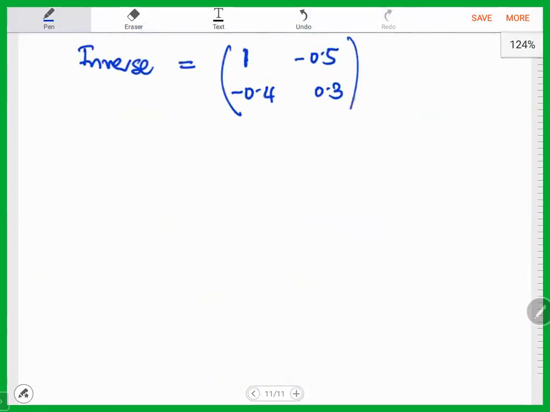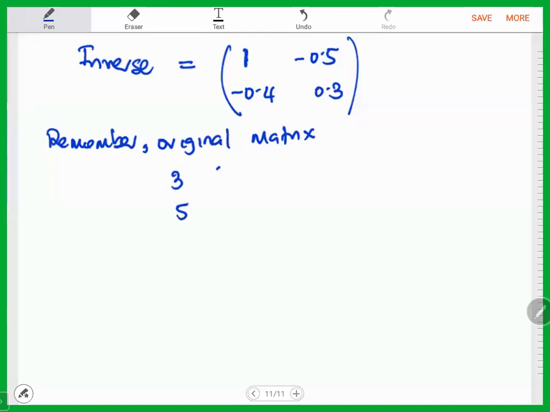This is my inverse. We have said that once we have that, the inverse is multiplied on both sides on the original matrix. Remember? The original matrix is 3, 4, 5, 10.